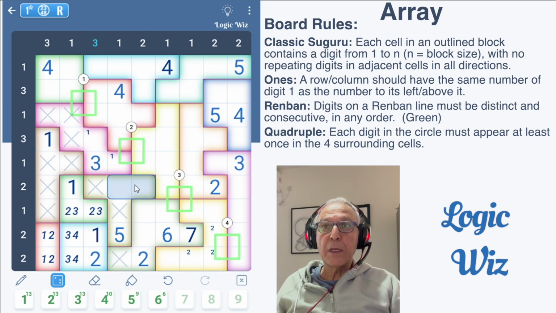Okay, so in this block 1 can go only in one of these 2 cells. And since one of these 2 is 1, 1 can no longer be here. Therefore this one must be a 1. And now in this block 1 can be in one of these 2 cells.